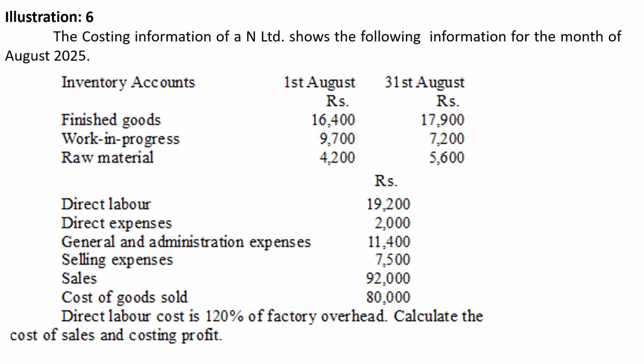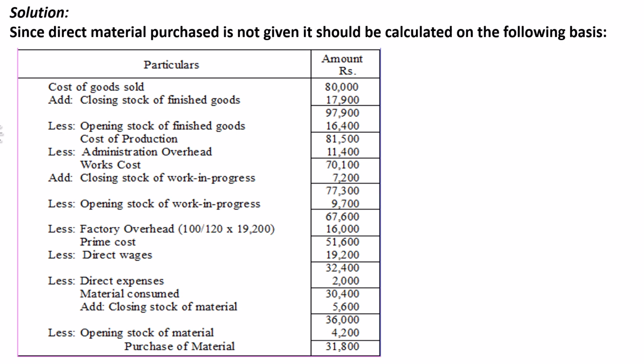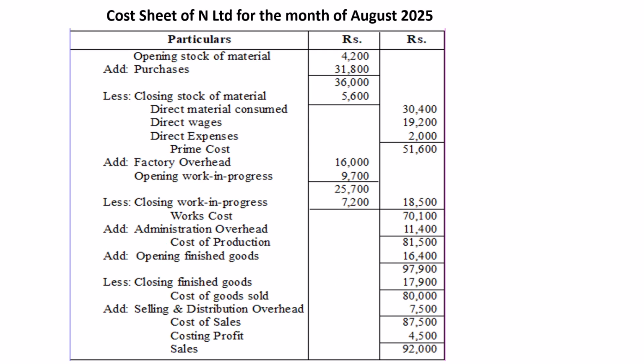Illustration 6. The costing information of AN Limited shows the following information for the month of August 2025. The details are presented here. Solution. Since direct material purchased is not given, it should be calculated on the following basis. The cost sheet of AN Limited for the month of August 2025 is presented here.